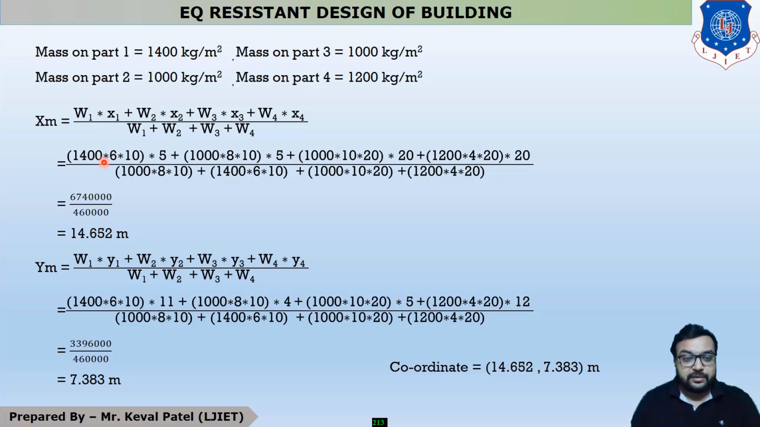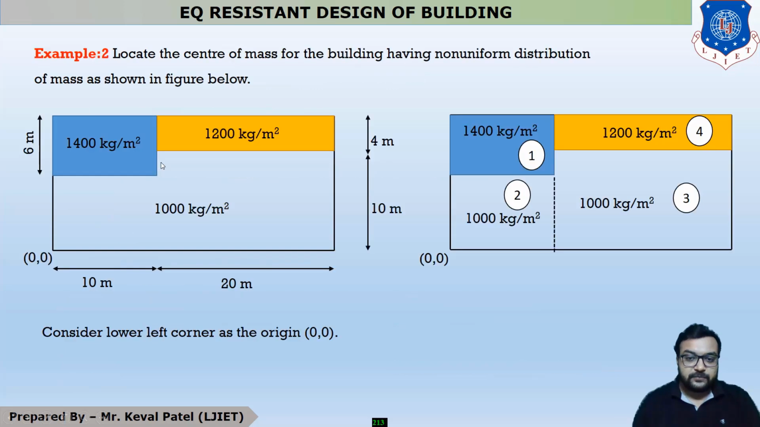So first of all, 1400. This 1400 is in kg per meter square, so we convert it to kg by multiplying with the area. The area is 6 into 10, as already discussed in our last slide, into 5. This is your part number 1, and this length is 10 meter. So what is the distance of the CG? It is 10 divided by 2, so our value of x1 is 5 meter.